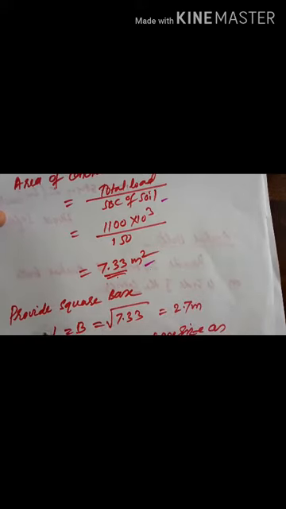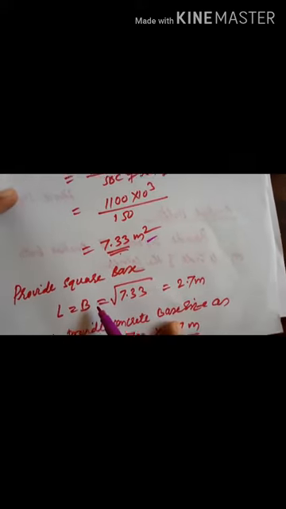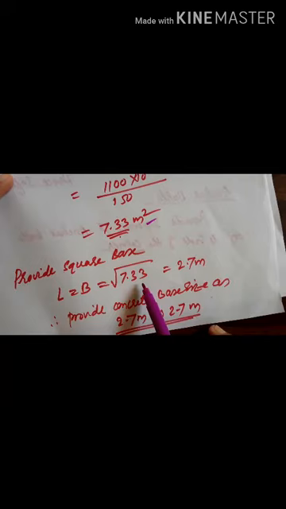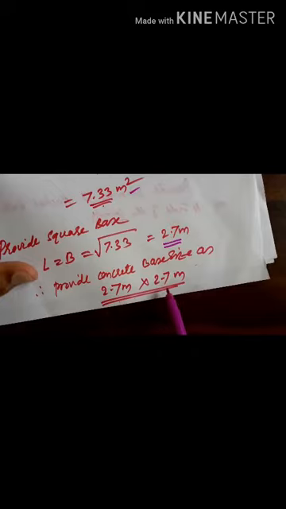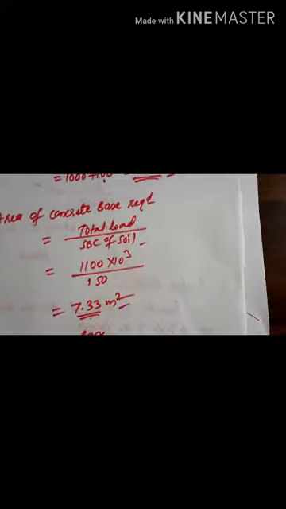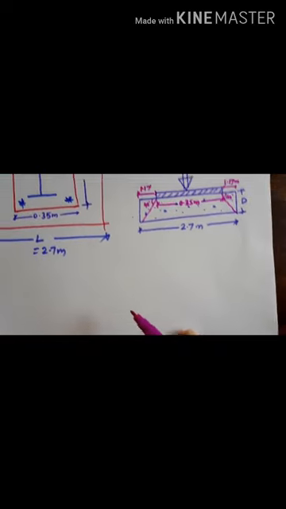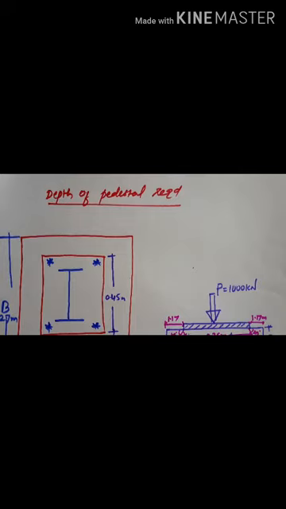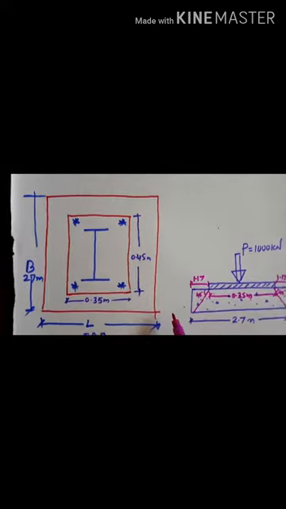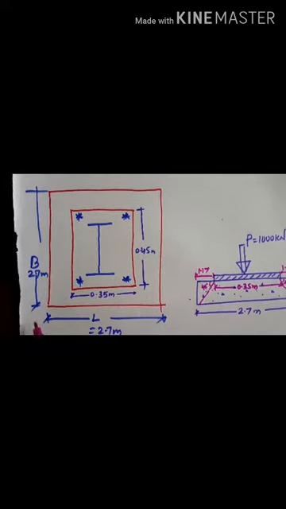Then assuming a square base to be provided, L equal to B equal to root of 7.33, we get 2.7 meter. Hence provide a concrete base size of 2.7 meter by 2.7 meter. Up to here we have solved in the previous lecture. So now we have a base, that is L into B, 2.7 meter by 2.7 meter.